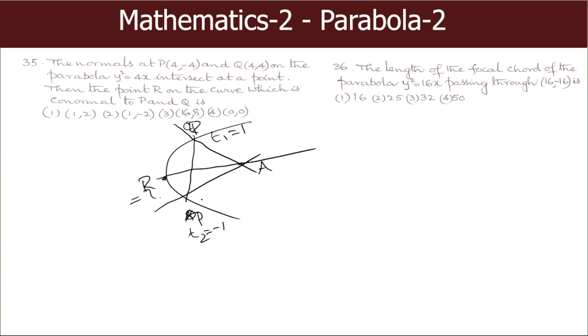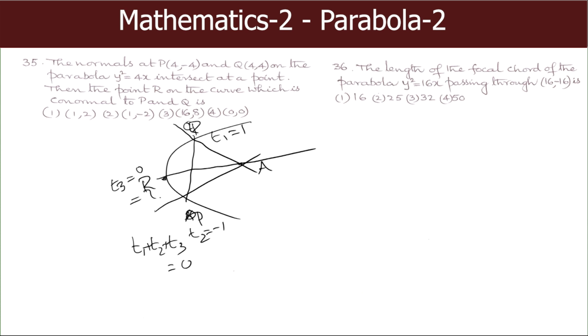And the condition for the normals drawn to the parabola at the points t1, t2 and t3 to be concurrent is t1 plus t2 plus t3 is 0. Whenever the normals drawn to the parabola at the 3 points t1, t2 and t3 are concurrent, then the sum of these parameters must be equal to 0. So, t1 plus t2 is already 0. So, t3 is equal to 0, because t1 plus t2 plus t3 is 0.